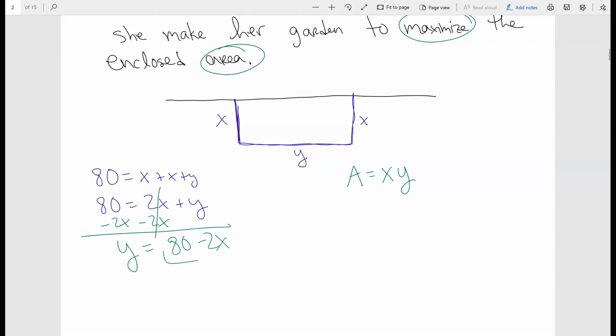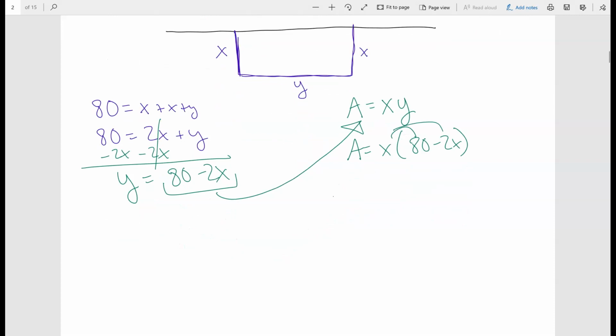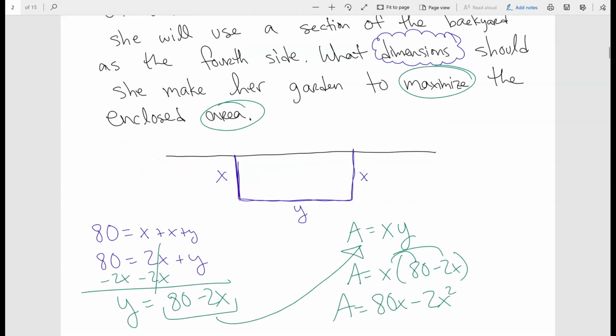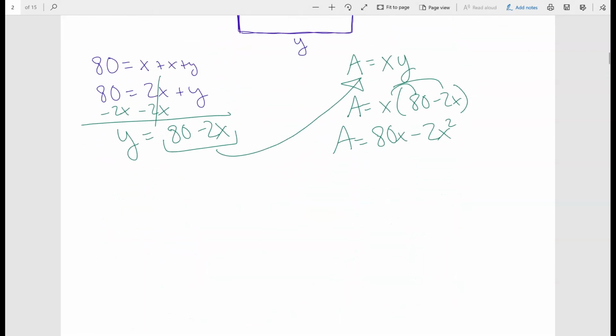And now what I can do is put this in here, because then I have the area is equal to x times y. Y in this case is 80 minus 2x. And then when you multiply this, you're going to get area is equal to 80x minus 2x squared. So you can see that now we have a quadratic equation here, with the area and the x value. So how do I find the maximum? Here the key word is maximizing. So what we're going to do is use the same thing, negative b over 2a.